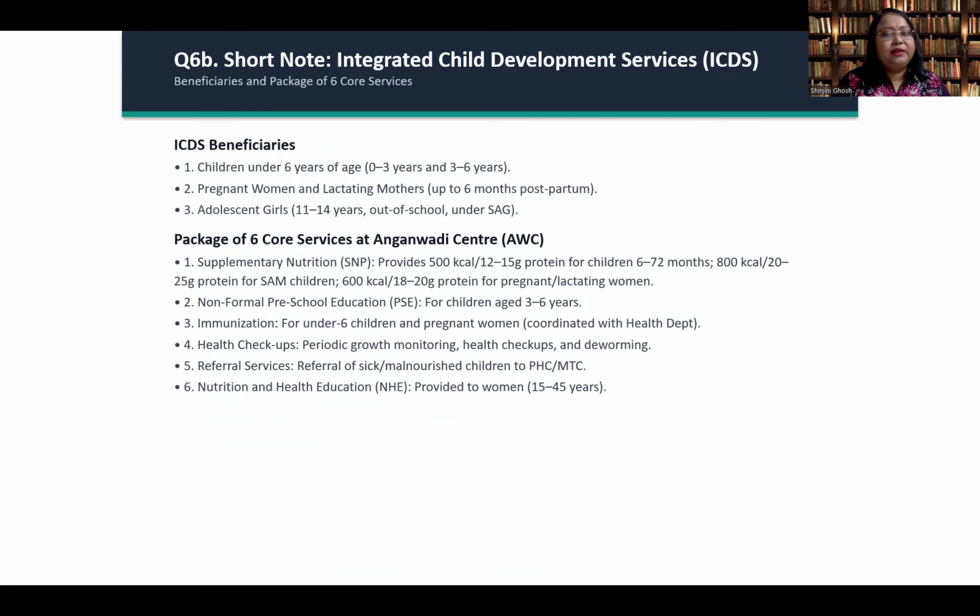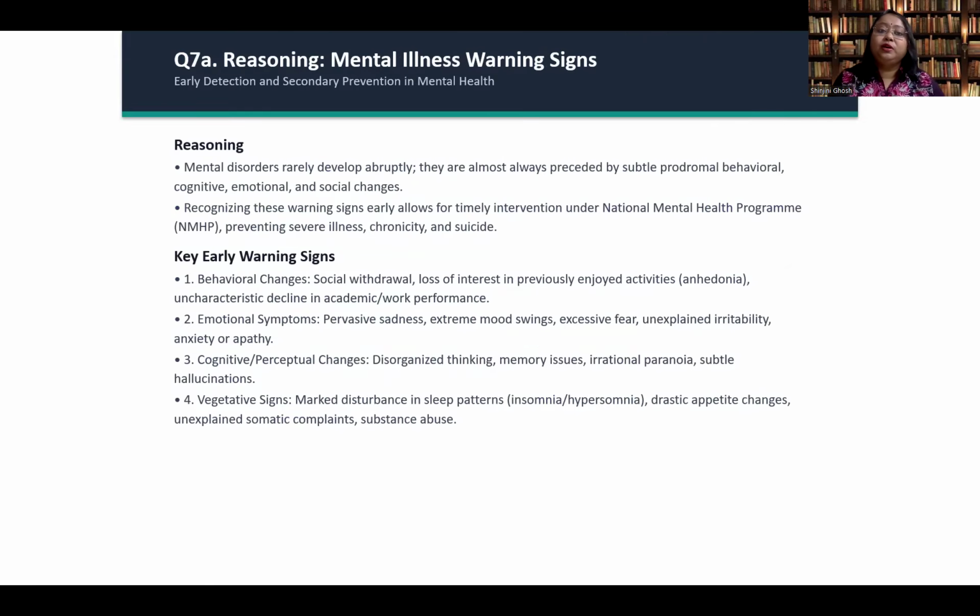Okay, now next is the very important ICDS beneficiaries and services provided. So three beneficiaries you should discuss, and the 6 core services. Okay. Now coming to the reasoning part. Mental illness is preceded by various warning signs. Elaborate. So here you have to give the early warning signs like behavioral changes, emotional symptoms, cognitive or perceptual changes, and vegetative signs.